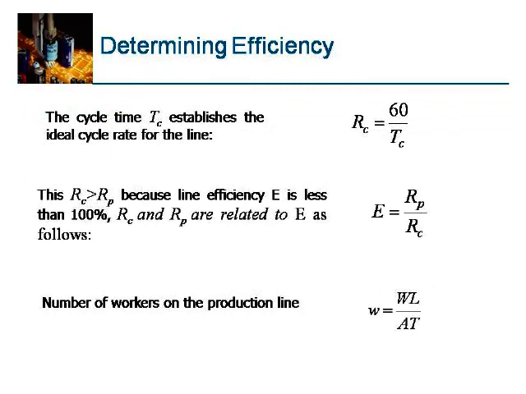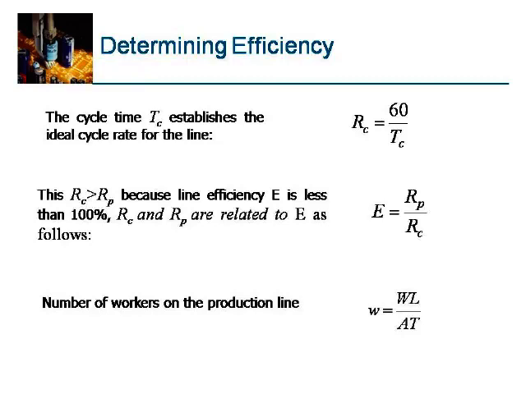Cycle time TC establishes the ideal production rate RC, which is 60 by TC, as we have discussed now, and RC is more than RP. RP is the real production rate, and normally RC is more than RP because line efficiency is less than 100%. RC and RP are related to E. So E is RP by RC.